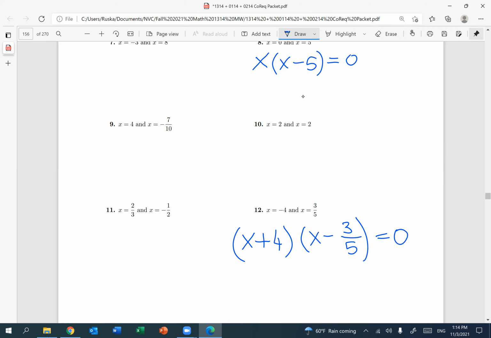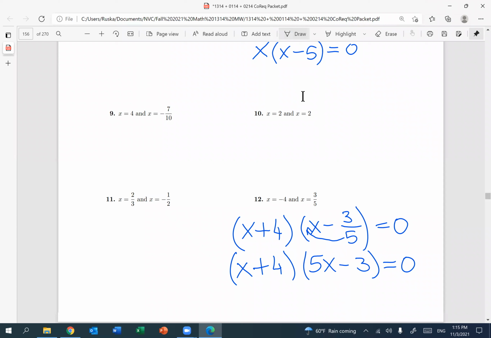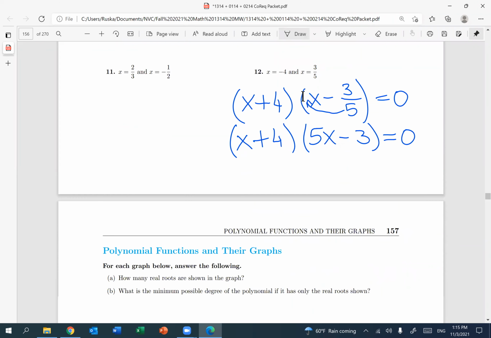Okay, now you can leave it like that if you like, or you can just move the 5. Remember how you did the shortcut method, factoring by shortcut method? You can move this 5 in front of the x. So it's going to look like x plus 4 times 5x minus 3 equals 0. Either one is okay. Okay, so that's how you get the factor form with the given zeros. So give me the solutions, you're going to get the answers. And we did something like that before.